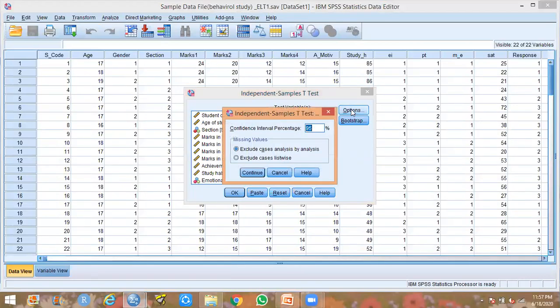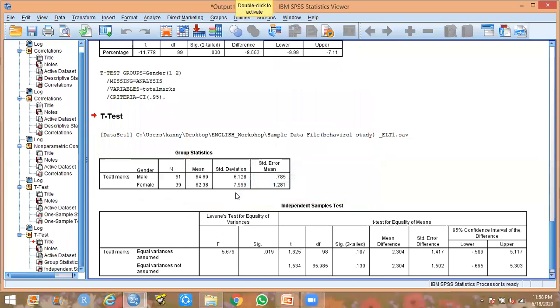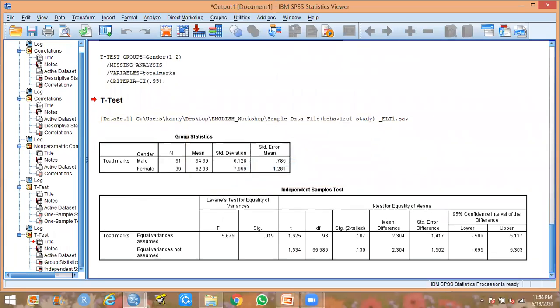What are the options? If you want to test the significance with a 95% confidence level, you can take 95% confidence level. If you wish to test your hypothesis with 90%, then you can take 90%, nothing to bother. Now continue, then come back, then you can say okay. Now here in the output view, the t-test calculations, the complete summary.